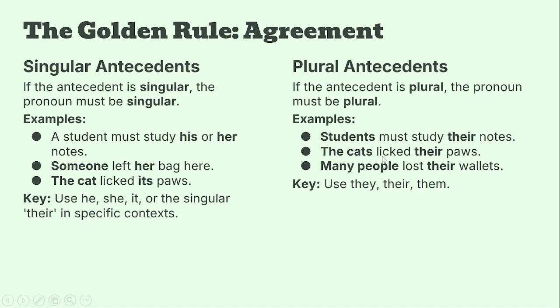The cats licked their paws. Why did we use their? Because cats here is plural. That's why we use their. Many people lost their keys. Why their? Because also we have many people. From here comes the rule.